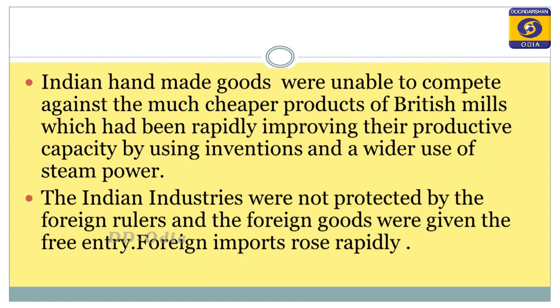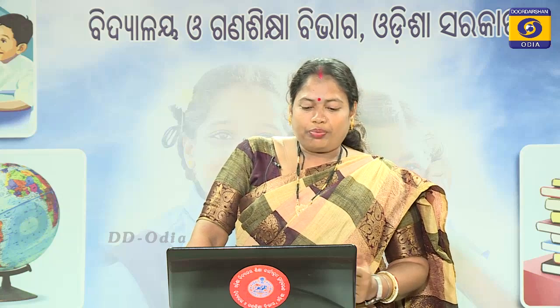Indian handmade goods were unable to compete against the much cheaper products of British mills, which had been rapidly improving their productive capacity by using inventions and a wider use of steam power. So, Indians were unable to compete with the machine made materials. As the people of India were following cottage industries for their development, they were not able to compete with the foreign made products.